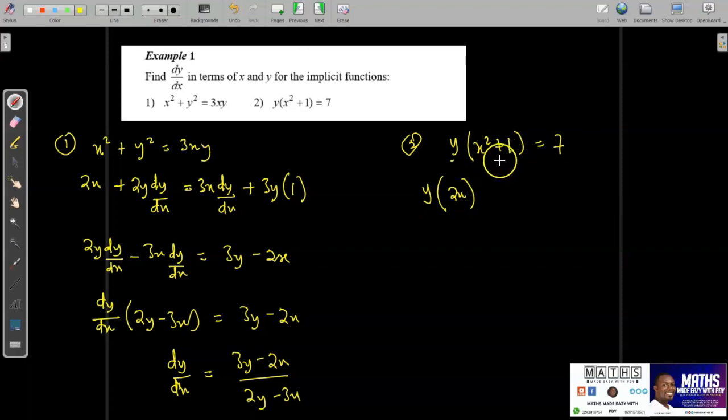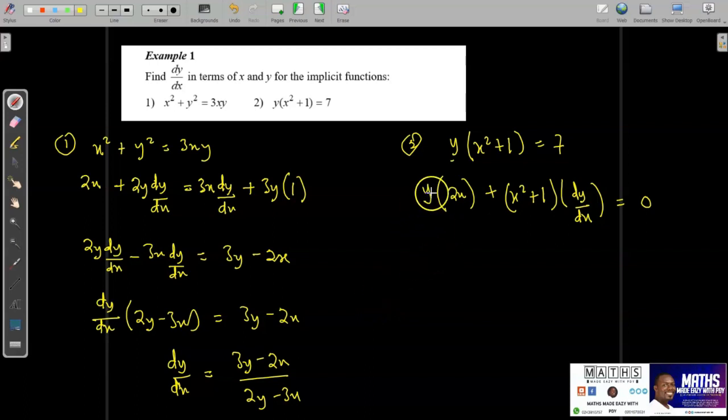Because when you differentiate 1, you end up getting 0. So you need not introduce the 0. Continue with your product rule. So plus, maintain the second function. Our second function is x squared plus 1. And multiply it to the derivative of the first function, which is y. So when you differentiate y, what will you obtain? dy dx. You obtain dy dx. Then we go further. Differentiating 7, what will you obtain? 0. You get 0.